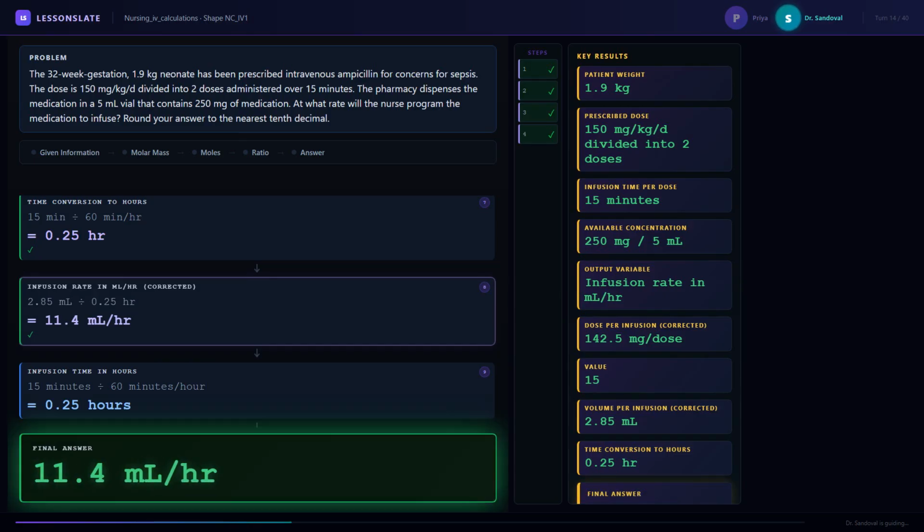To summarize, we first calculated the total daily dose, then found the individual dose per infusion. Next, we converted that dose into a volume using the medication's concentration. And finally, we calculated the infusion rate in milliliters per hour by dividing the volume by the infusion time in hours. Oh, that makes so much sense now.